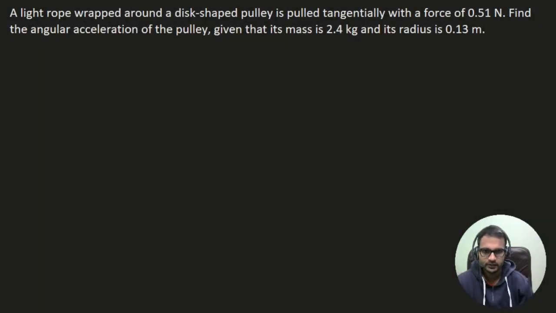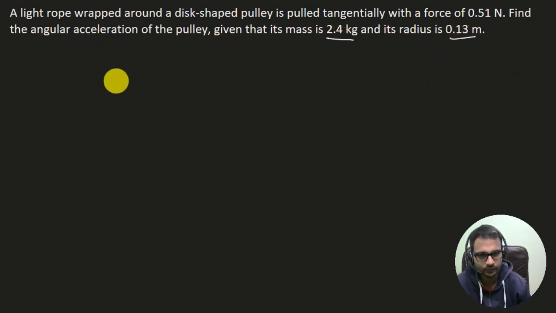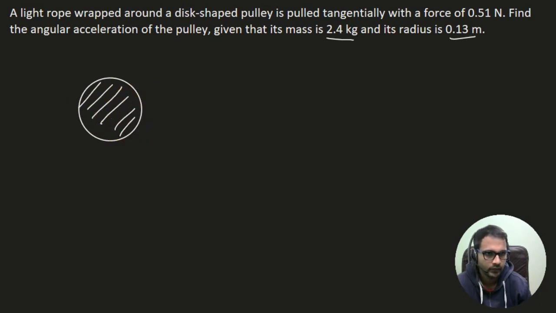So this is the first example, and this question says that we have a light rope wrapped around a disc-shaped pulley and is pulled tangentially with a force of 0.51 Newton. Now the angular acceleration of the pulley, given that mass is this, radius is this. Okay, so we have this. Suppose we have this pulley in the form of a disc, and here we have a rope wrapped around the pulley, right?